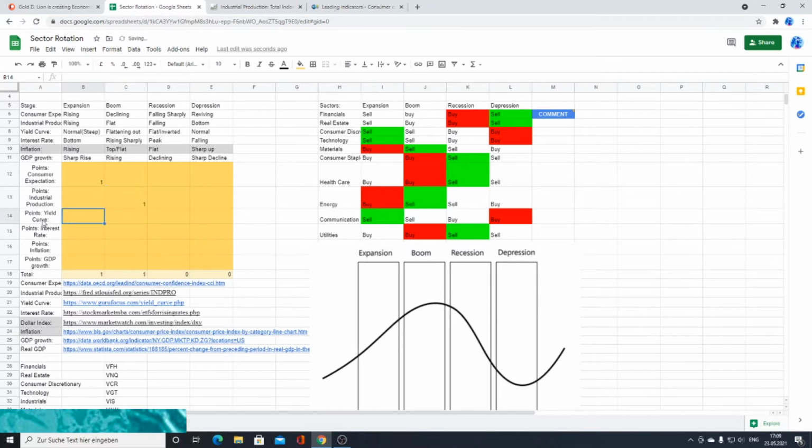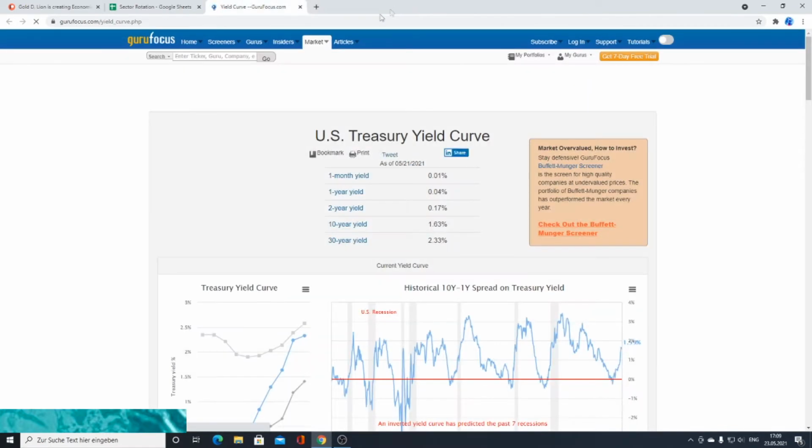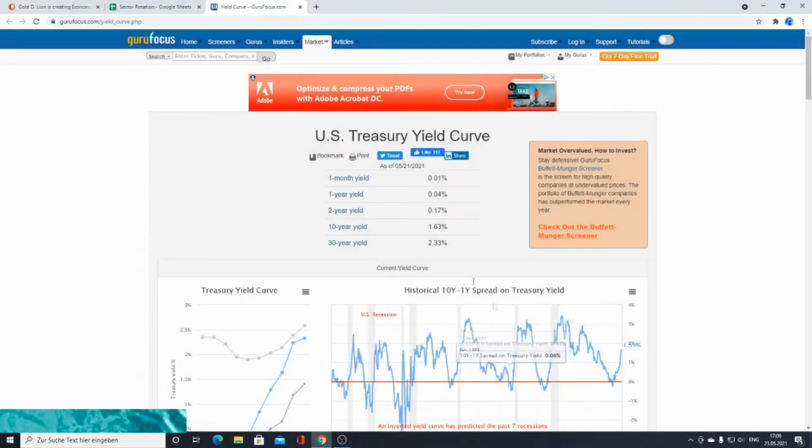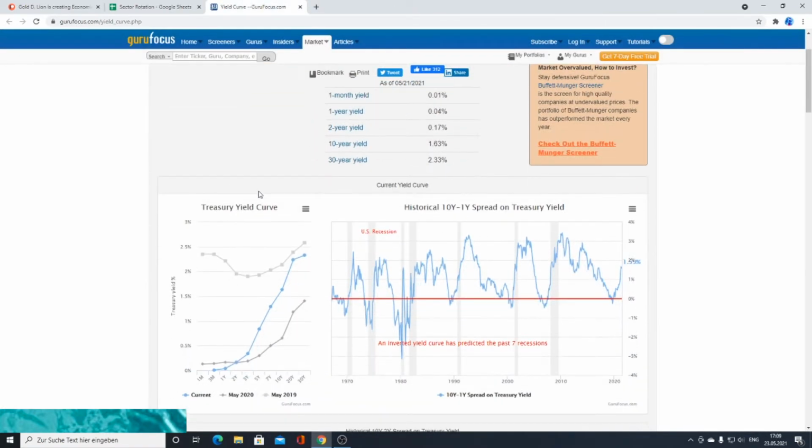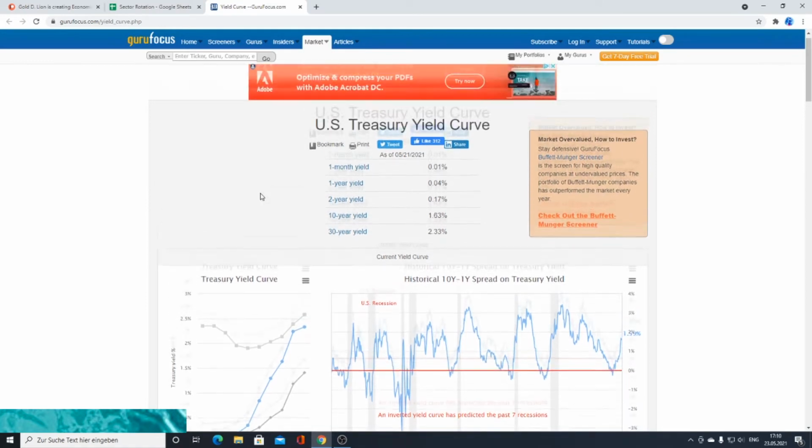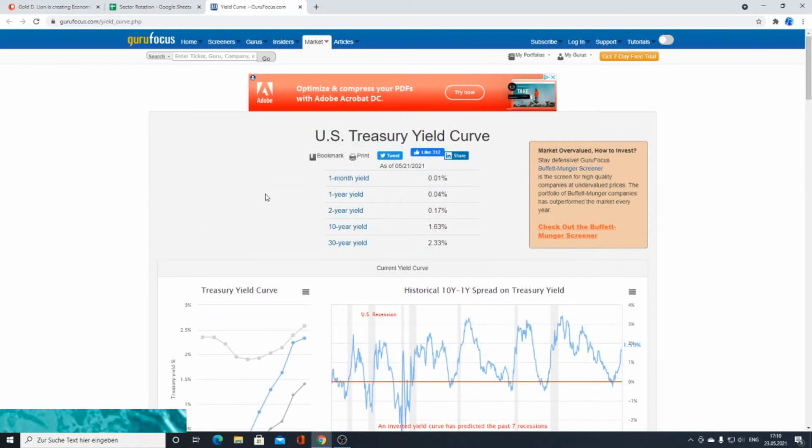Now the yield curve, I talked about this a lot on my TikTok channel, and this one seems to be the one that people are most interested in. So basically, these are treasury yields. It is the bond market, which is 10 times bigger than all the other markets combined.